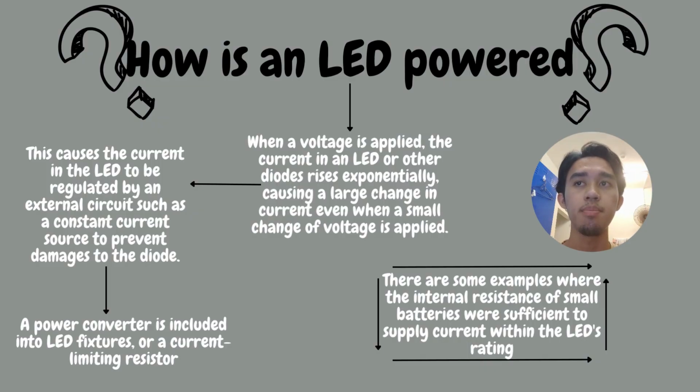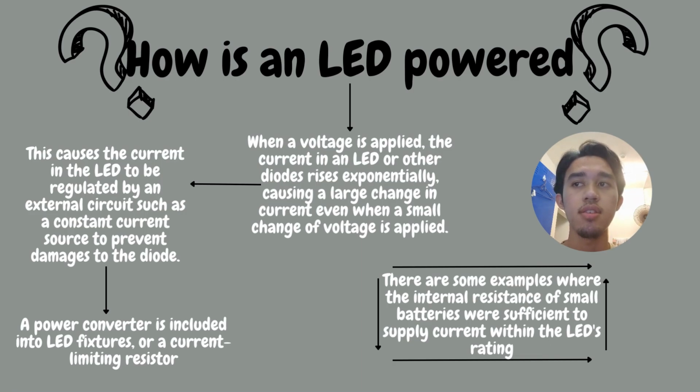So, how is an LED powered? When a voltage is applied, the current in an LED or other diodes rises exponentially, causing a large change in current even when a small change of voltage is applied. This causes the current in the LED to be regulated by an external circuit such as a constant current source to prevent damage to the diode.